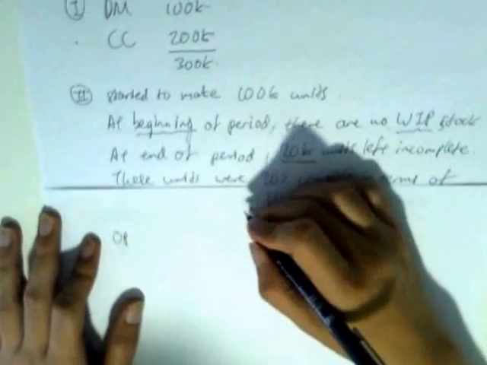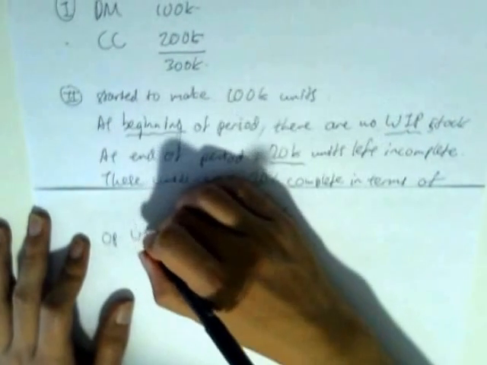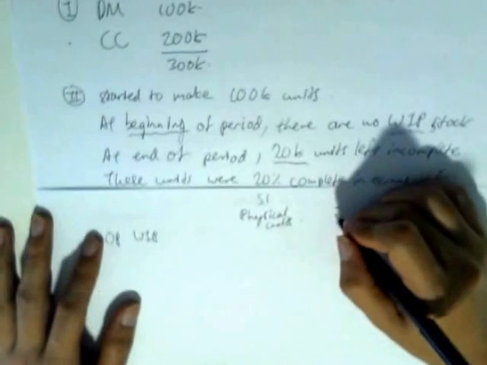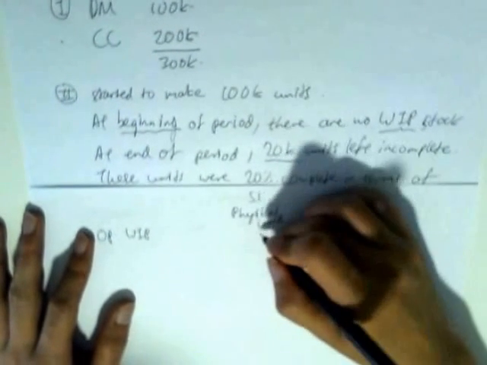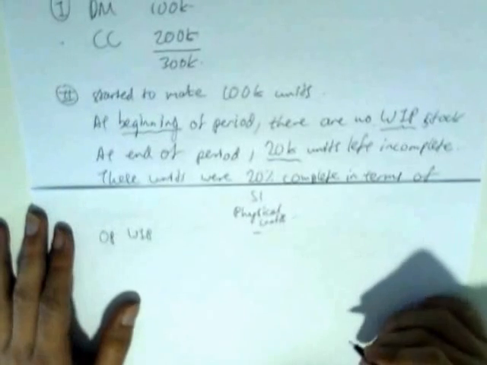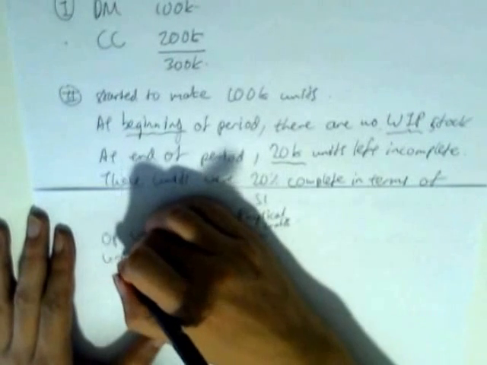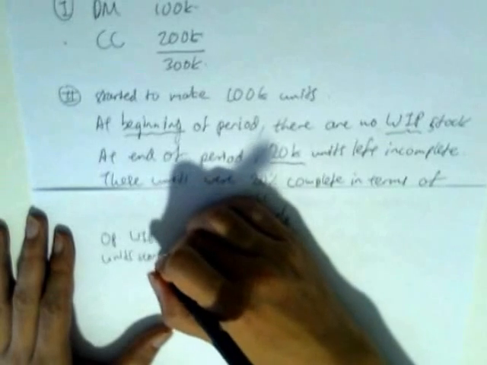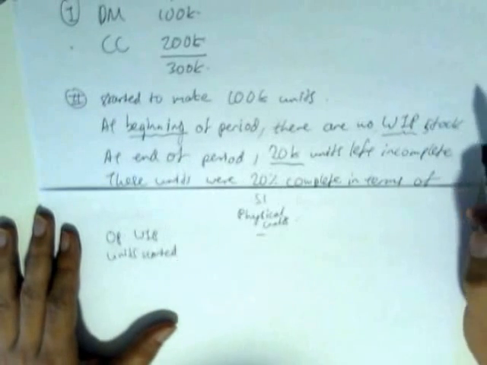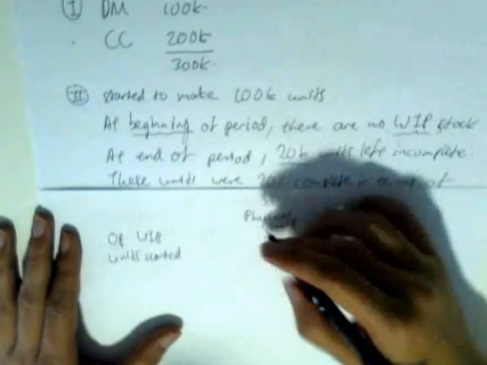So start by determining whether there is any work in progress. Now, of course, this opening work in progress will be covered in part 2. So meantime, since I have not covered it and it's not in the example, it's 0, right? Unit started. How many did you start to make in this period? You started to make in this period 100,000 units.